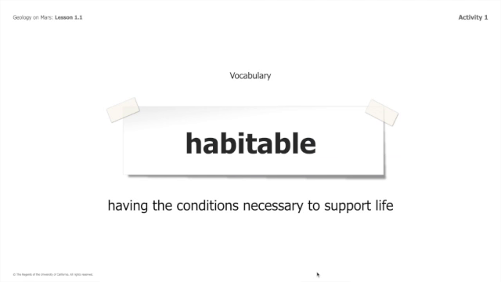Habitable. Having the conditions necessary to support life. This is the word we're going to be using in our class to describe a place which could support life outside of our planet. So we're looking for habitable planets or habitable solar systems outside of Earth or outside of the Milky Way galaxy.